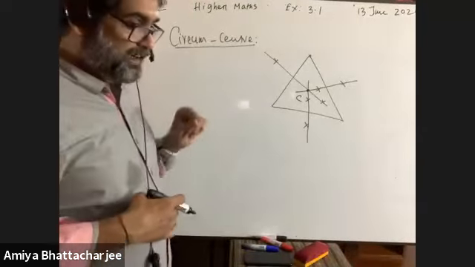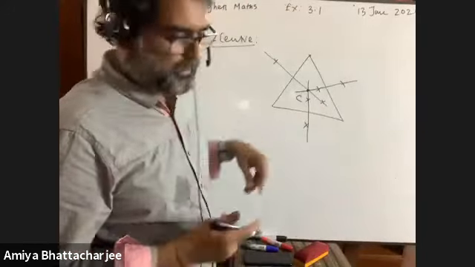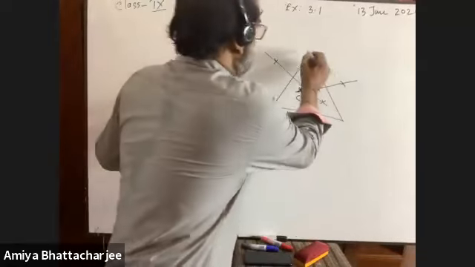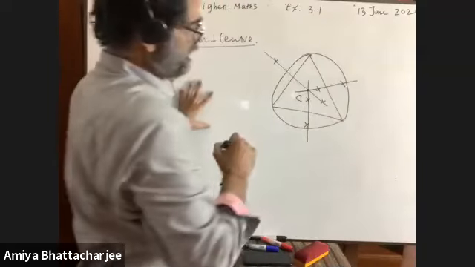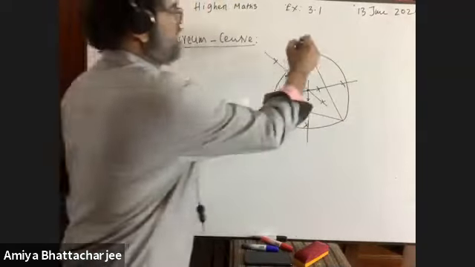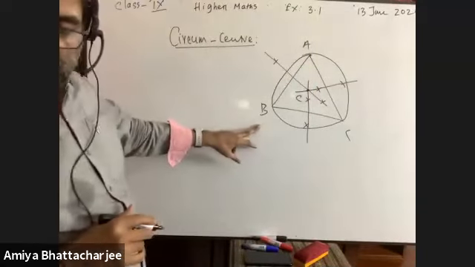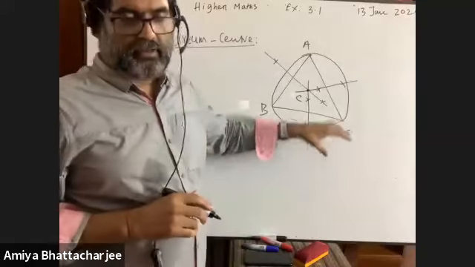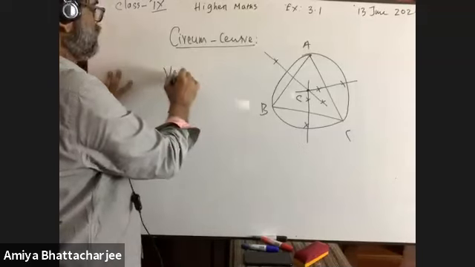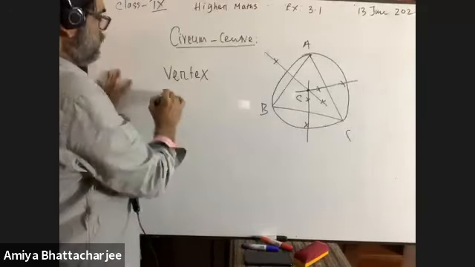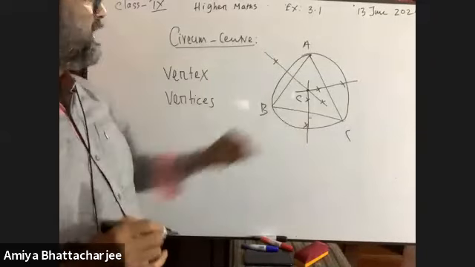The interesting fact is that although the bisectors are concurrent, we can draw a circle like this, and it will pass through the vertices A, B, C. A is a vertex, B is a vertex, C is a vertex, and all those are vertices. Singular vertex and plural vertices.